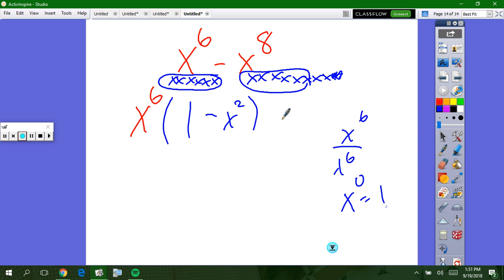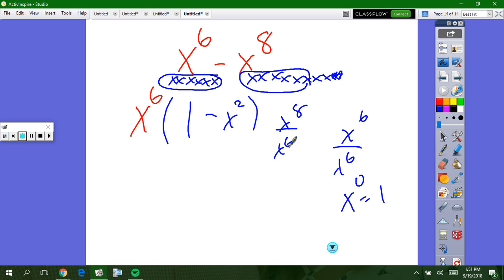This is when I factor it out. That's x to the 8 over x to the 6. What is that? 2. Hence why we have 2. So when we factor something out, what am I doing to the exponent? I'm subtracting the exponent they have in common from what they have. You guys agree with me on that? Make sense?